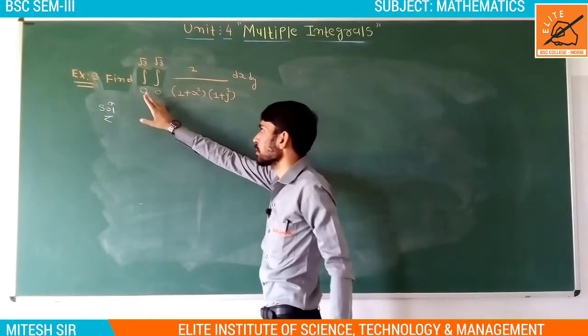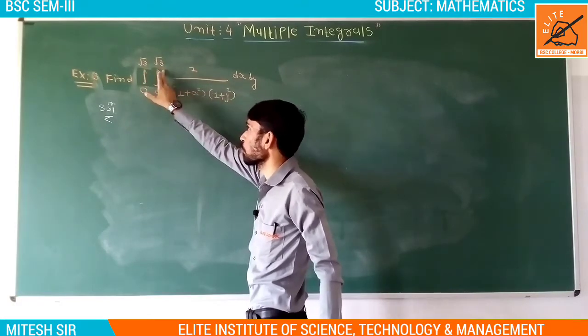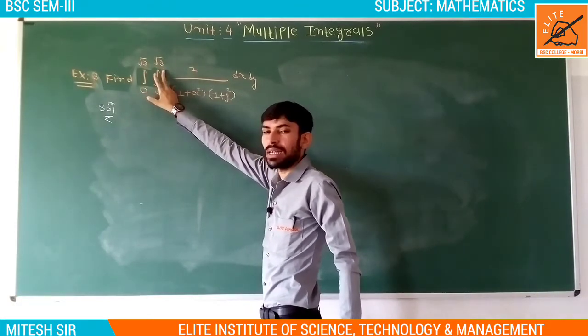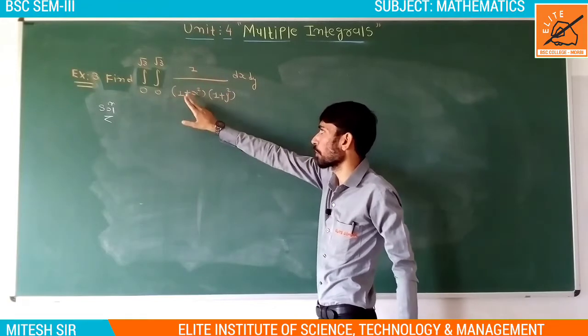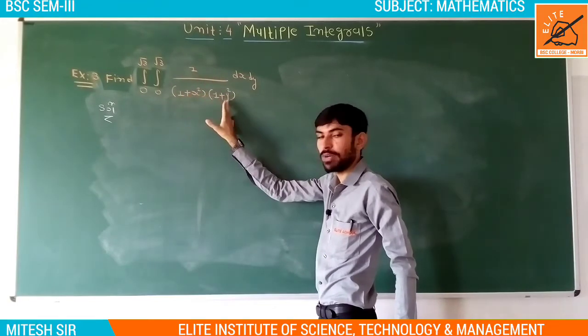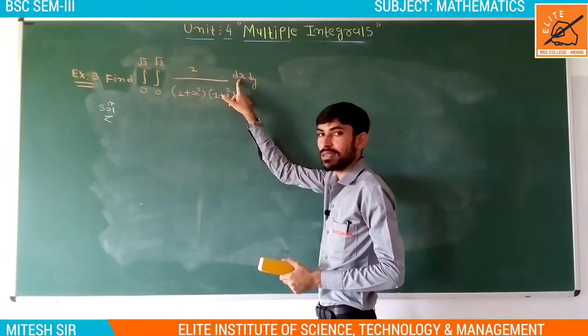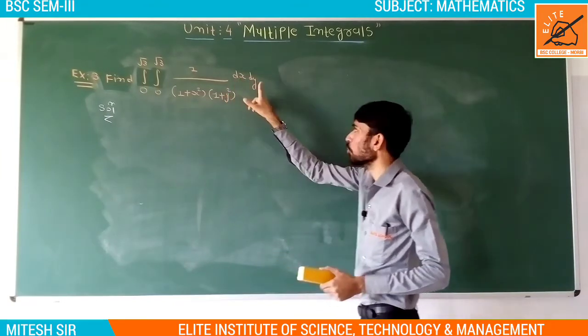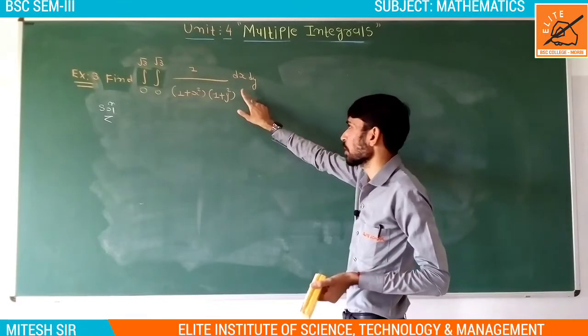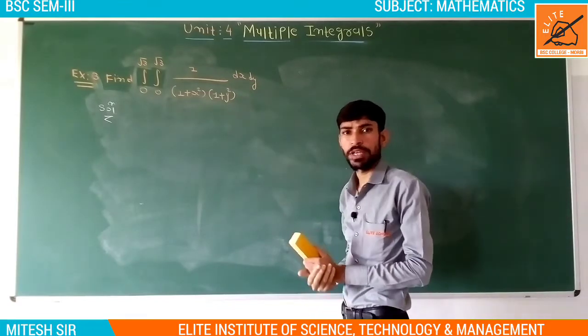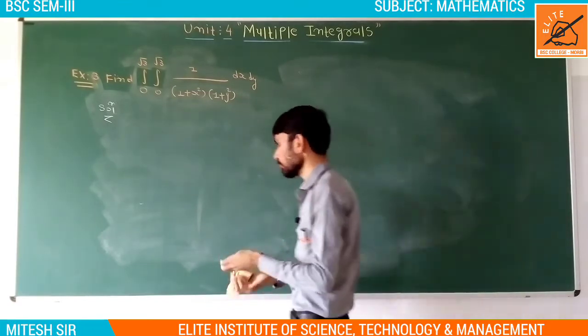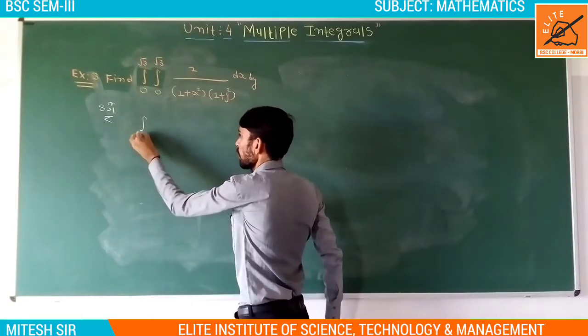Find integration 0 to under root 3, integration 0 to under root 3. Here both the limits are the same. The function is 1 upon 1 plus x square into 1 plus y square, dx dy. So here we are doing first of all with respect to x and next with respect to y. You can also do first with respect to y and after that with respect to x, as you wish. So let's do the solution.